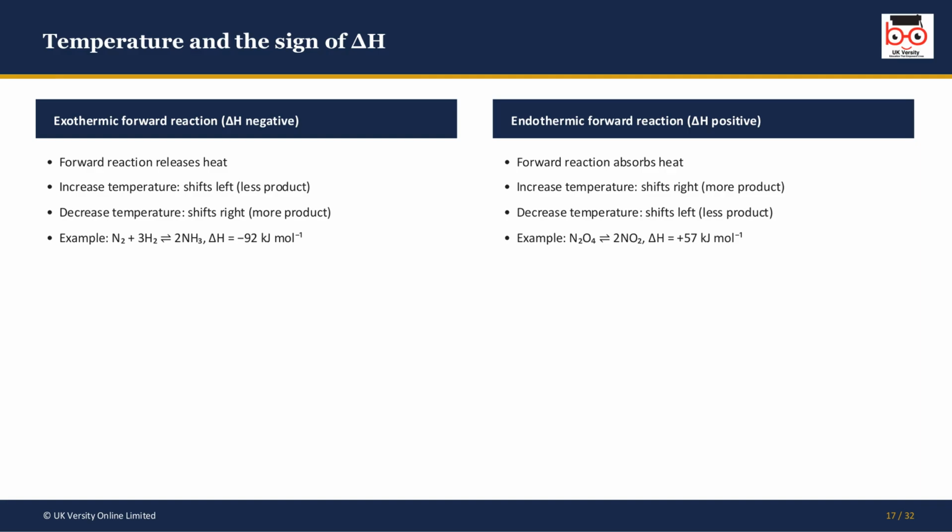Let's split this by the sign of delta H. If the forward reaction is exothermic, so delta H is negative, then raising the temperature shifts the equilibrium left and lowers the product yield, while cooling shifts it right for more product. As in the Haber reaction, with a delta H of minus 92 kilojoules per mole. If instead the forward reaction is endothermic, delta H positive, it's reversed. Heating shifts it right for more product, and cooling shifts it left, as with dinitrogen tetroxide in equilibrium with nitrogen dioxide at plus 57 kilojoules per mole.